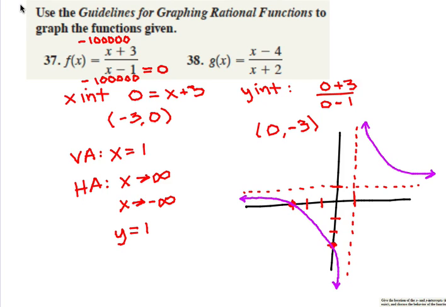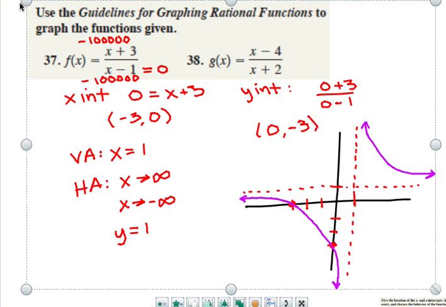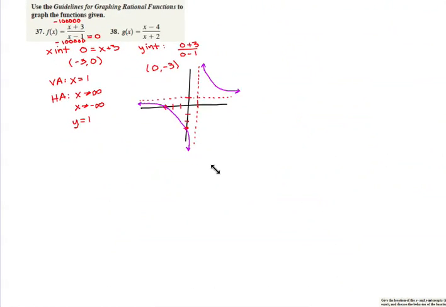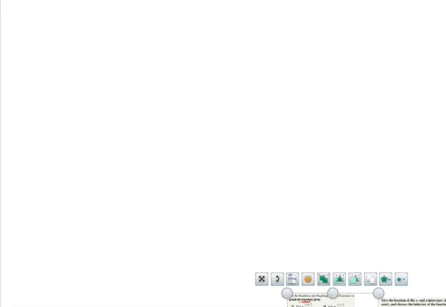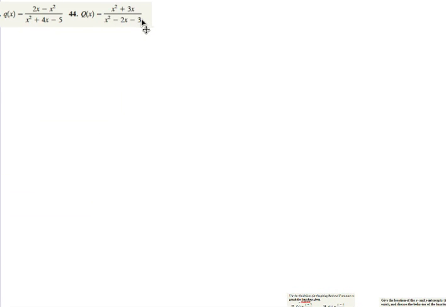So next we're going to take a look at something a little bit more complicated. Now we'll have 2 vertical asymptotes. And this will actually be very similar to the one I give you on the test. So I'm only going to give you one question like this on the test. And it will be very similar to number 43.